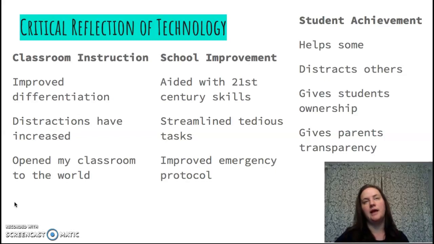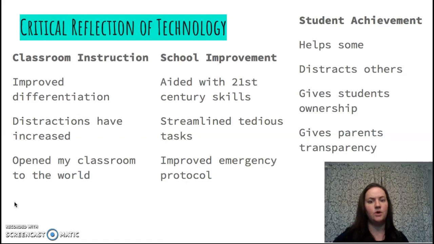As far as school improvement, again, aiding with the 21st century skills, these students are gaining all the skills they need to survive in this world, but that's not in the curriculum yet. Teaching them how to be positive digital citizens is something that has to be put in there. Technology has streamlined some seriously tedious tasks in schools, like registration and handing out flyers, and office tasks that would otherwise take way more time. Medical cards, signing up for PTO fundraisers, all those things have been seriously streamlined.